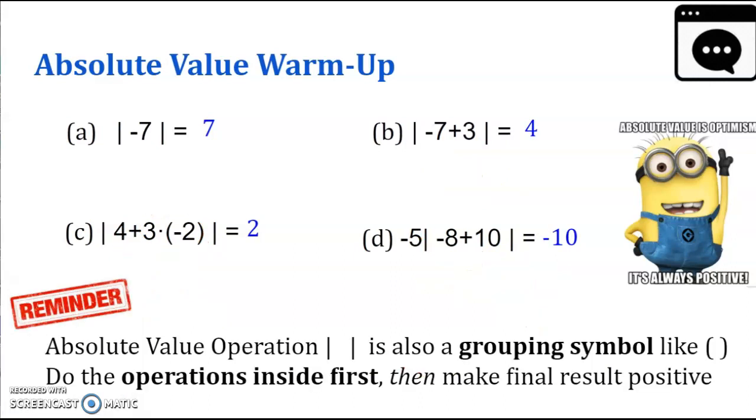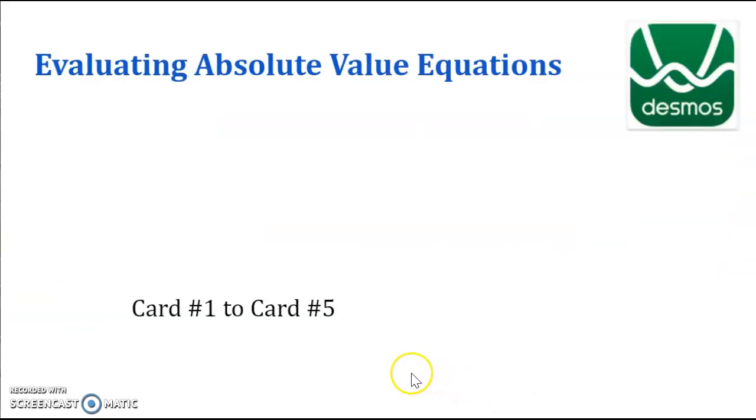A reminder. Absolute value operation is also a grouping symbol like parenthesis. So you do the operation inside first, then make the final result positive. That's what the absolute value function does. So with that, you're going to be working on card number 1 to 5.